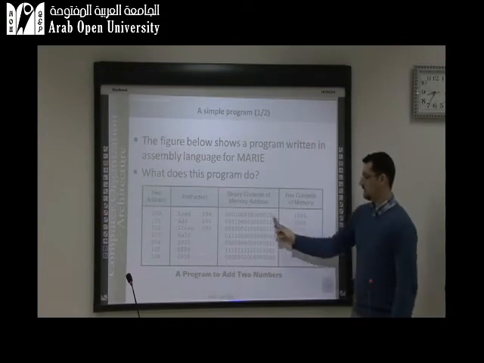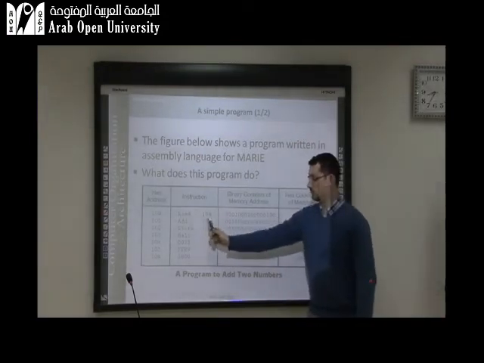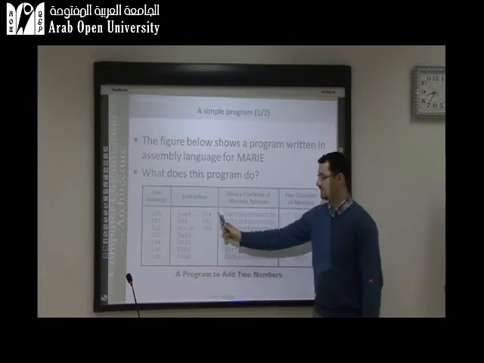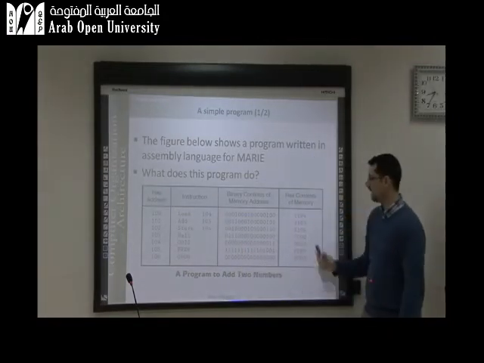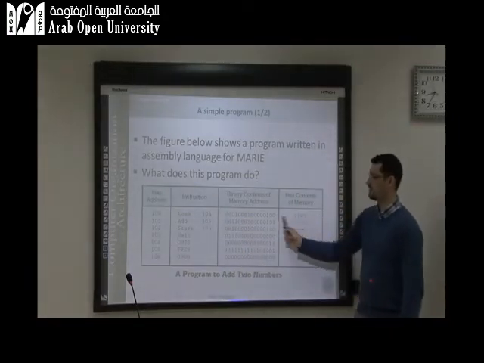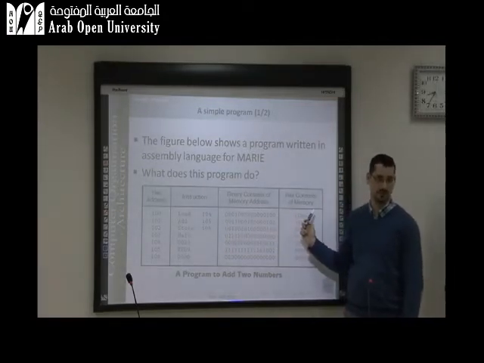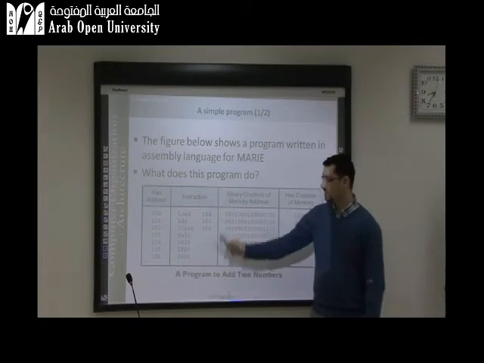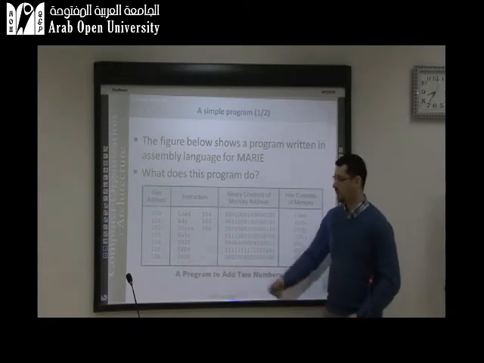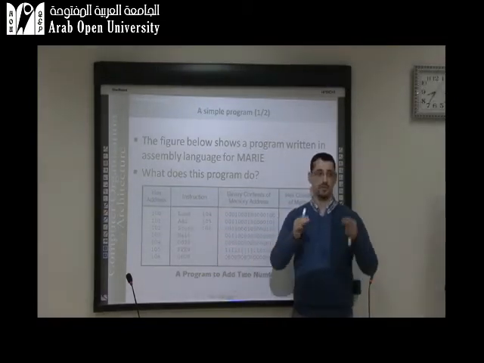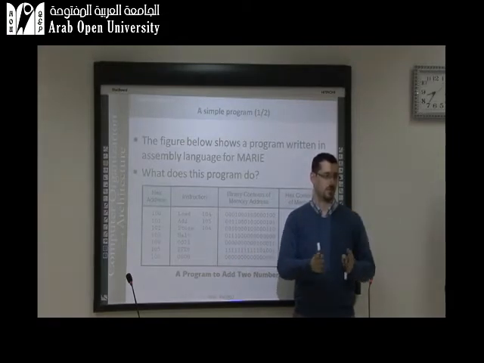So this is the machine language of load 104, and this is the assembly representation of the first instruction. And here, this is the hexadecimal representation of this binary number. Each 4 bits converted to hexadecimal. Now, what is the job of this program? We read the first instruction, then execute it, next one, execute it, and so on.